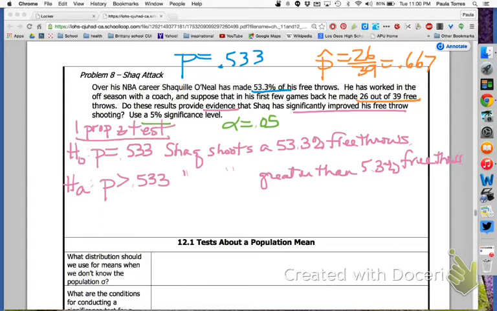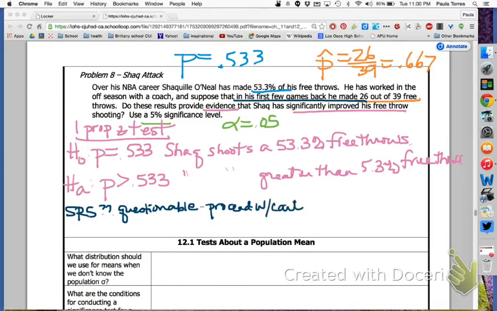So my conditions. SRS, well, here's the thing. It doesn't say, as a matter of fact, it says in his first few games. So that doesn't seem like an SRS. This is questionable. Although we might be able to consider them to be, I don't know, can we consider his first few games to be representative of all games? So I would put a proceed with caution on this.